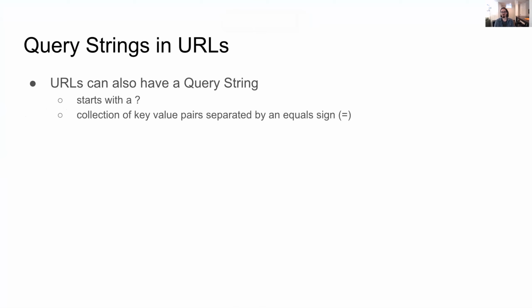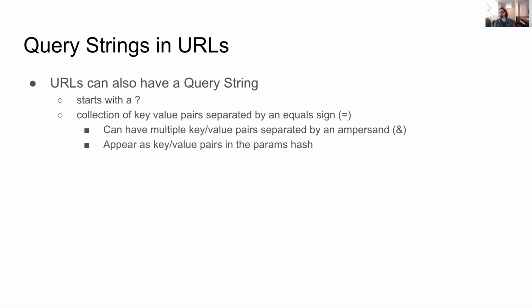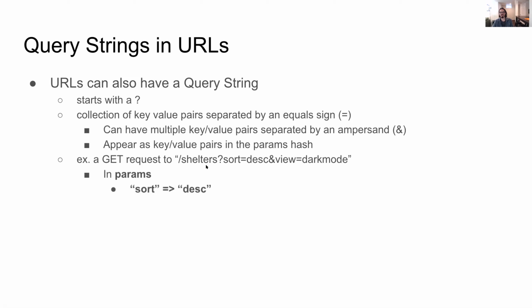These query strings are going to be a collection of key value pairs separated by an equal sign. And you can have multiple key value pairs separated by an ampersand. And just like with our other inputs, these are going to appear as key value pairs in our params hash. So we've discussed several different ways to pass data. All of those ways are going to gather in our params hash. So for example, if we have a request that looks like this, where we have a question mark in it, we can see that there's two key value pairs in here separated by the ampersand. One of them will appear in our params hash as the key of sort and the value of DESC. And the other one is the key of view and the value of dark mode.